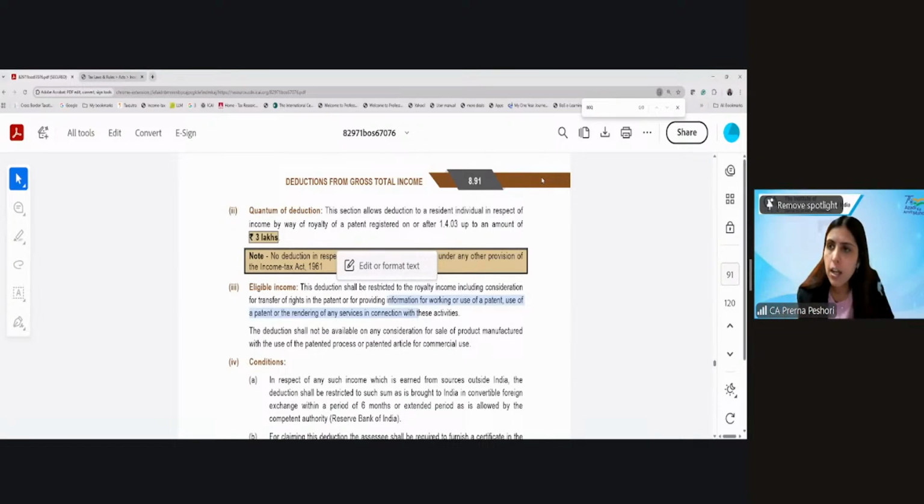Now, all of these deductions, 80-IA to 80-IBA, IE, IAC, 80-QQB, RRB, 10AA, are not available if you exercise the option of concessional tax regimes. Clear?